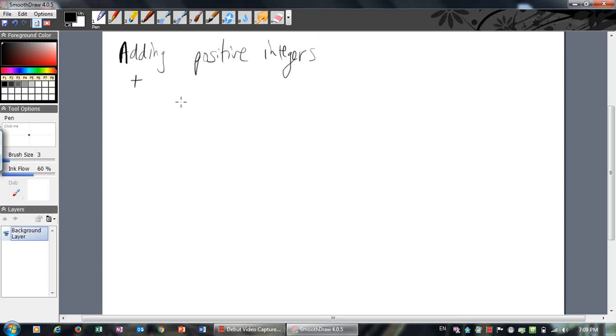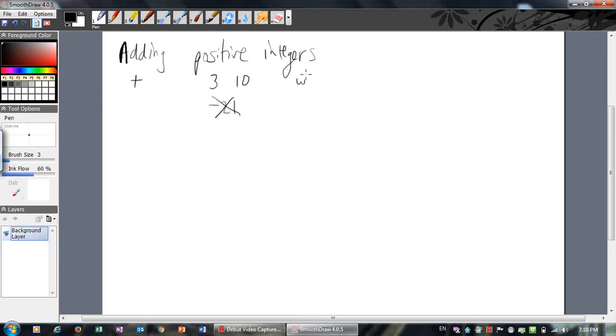So adding, well, we know what adding means. Add means to sum numbers together. Positive means we're only talking about positive numbers. So 3 is a positive number, 10 is a positive number, negative 21 is not a positive number.